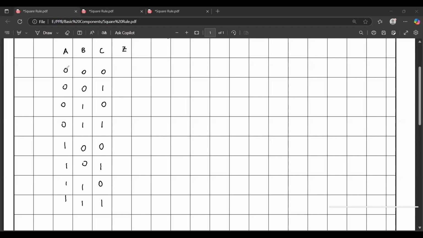In this specific combination 0 0 0, all are 0, so the output will also be 0. Here there is only one sensor that has detected motion, so this will also be 0. Similarly, here also we will have 0, but here we will have 1. Why? There are two sensors detecting motion.